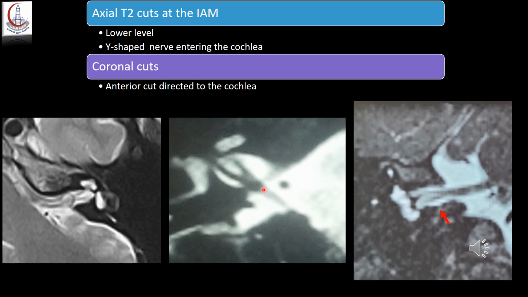This is the Y-shaped configuration we look at when we are looking at the axial MRI. So we have a common stem, an anterior branch going into the cochlea, which is the cochlear nerve, and a posterior branch going to the vestibule, which is the inferior vestibular nerve. So on an axial T2 MRI, we can really appreciate the presence of the cochlear nerve immediately. We can see the same thing on an anterior cut of the coronal MRI, where we have the common vestibulocochlear nerve and the cochlear nerve going into the basal turn of the cochlea.